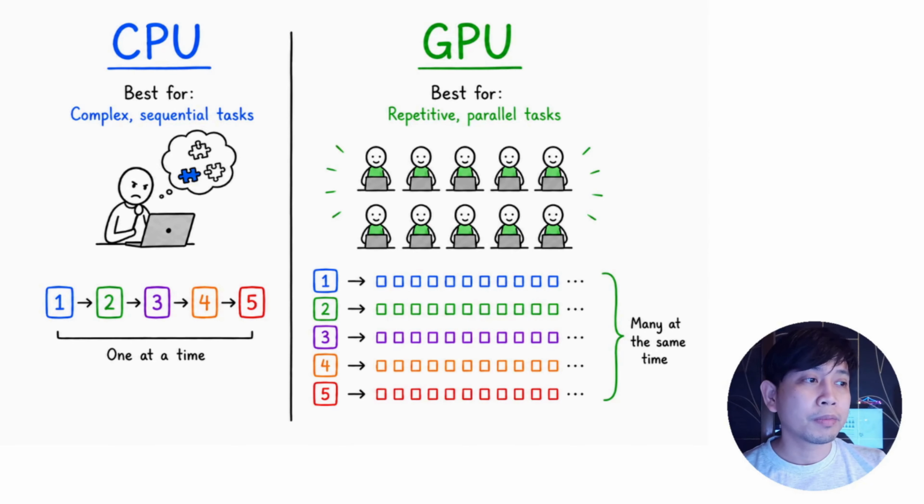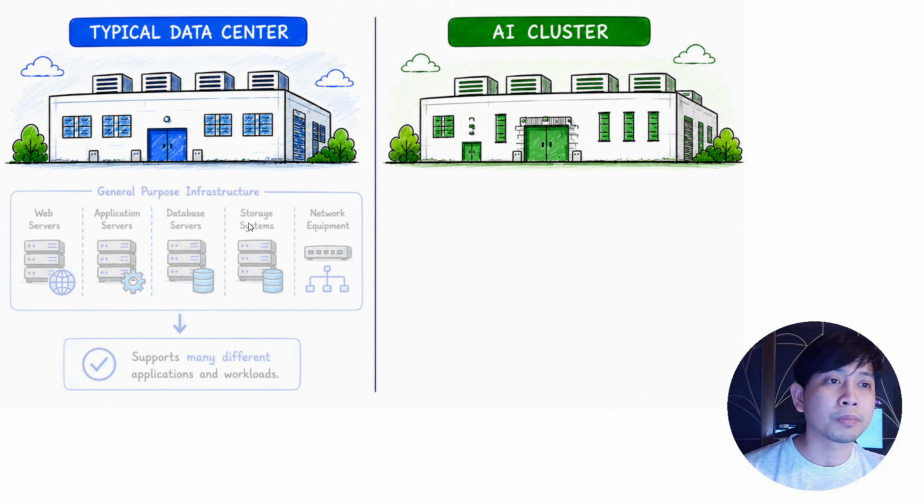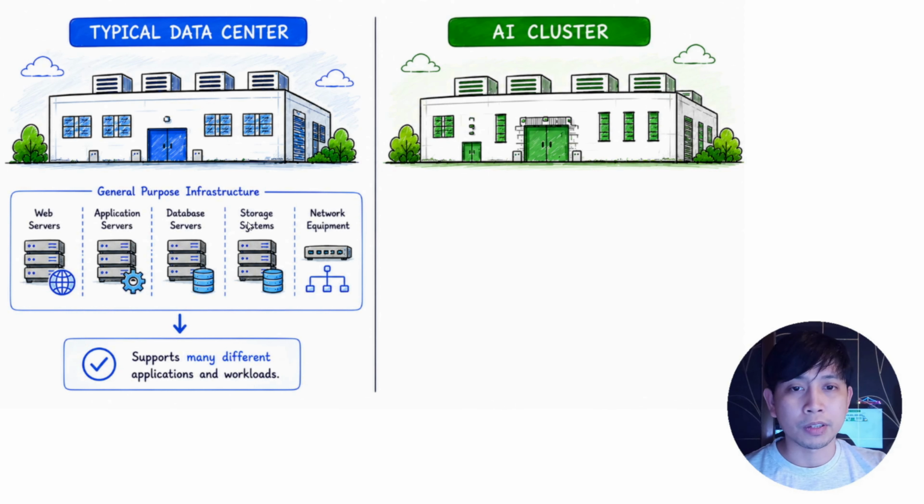Now, let's zoom out even further to know where these GPUs actually live. Traditionally, companies operated on a general purpose infrastructure. And a typical data center commonly is a mix of web servers, application servers, database servers, storage, and network equipment. And these are designed to support many different applications and workloads.